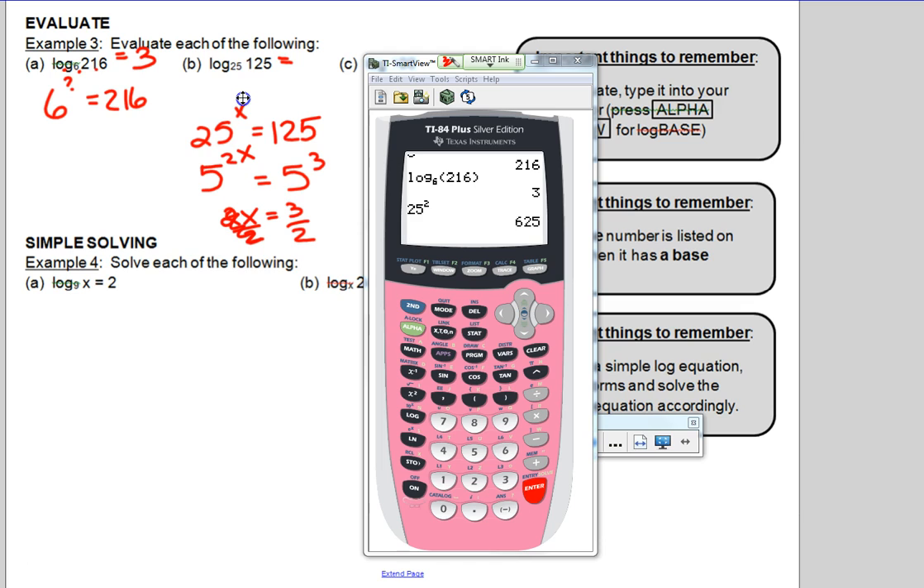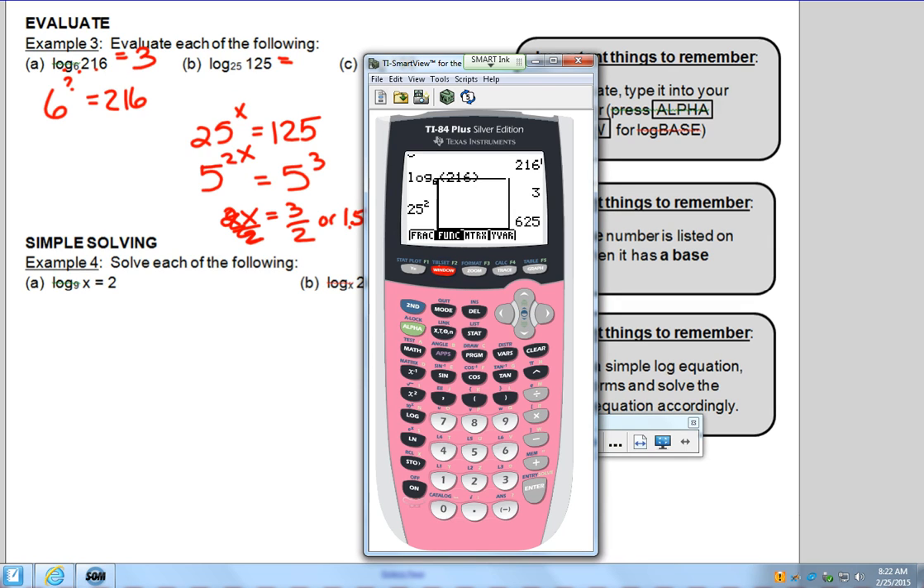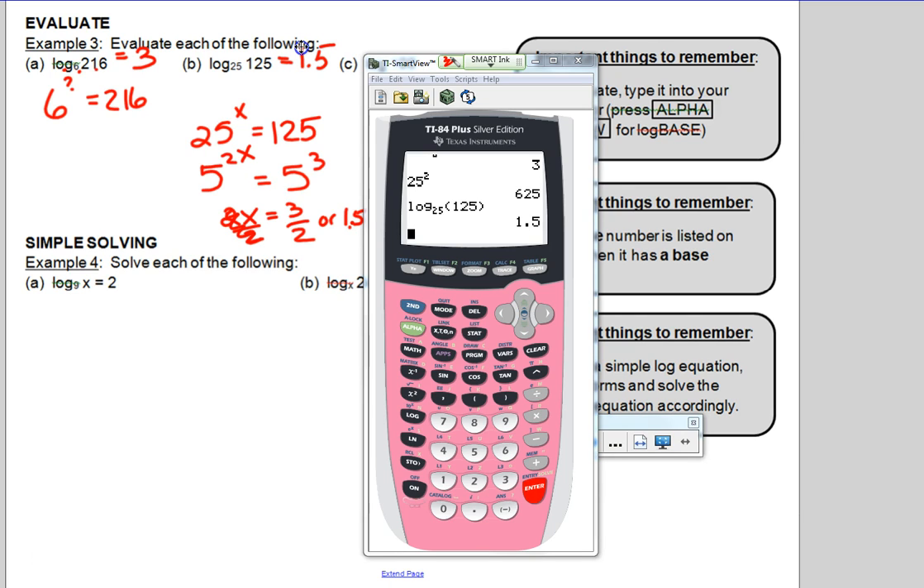So the answer is 3/2 or 1.5. Again, I know that we can do it on our calculator, but I still want you guys to understand what is happening. So I'm going to do it now on the calculator. If I do alpha window log base and I put my 25 base and I put my 125 value, you will get your 1.5 power. All right, so that is what that means. So you can use your calculator, just understand what the calculator is doing.